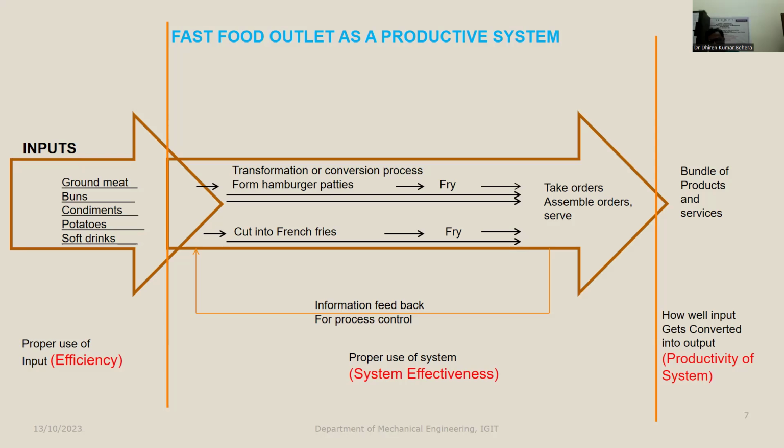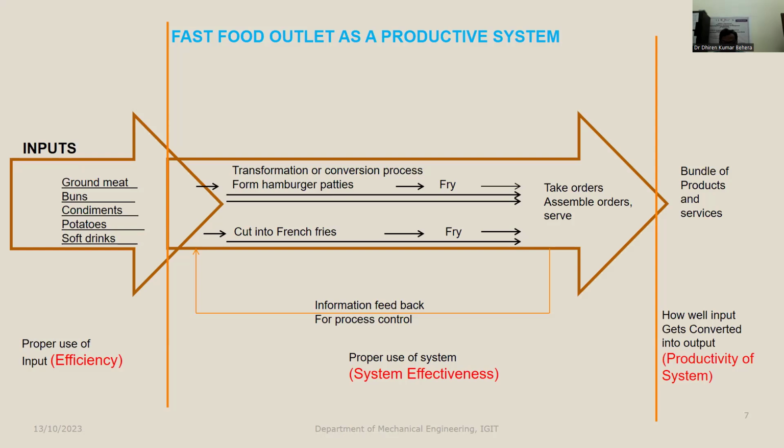Now if this is the system, these products are taken by the customers, and if they are not satisfied with the quality of the food, they launch a complaint that this is not a good quality product. That means these customers give feedback that we want a more quality product. So an information feedback system is there for process control. And these three things, that is your input, conversion process, and output, I can rename as efficiency, system effectiveness, or productivity of the system.